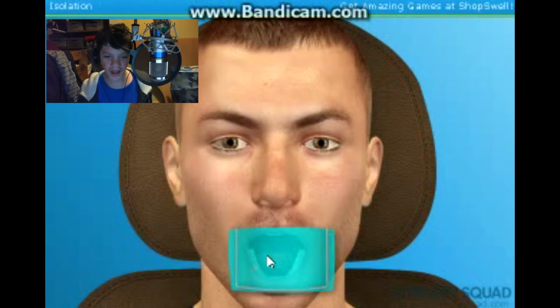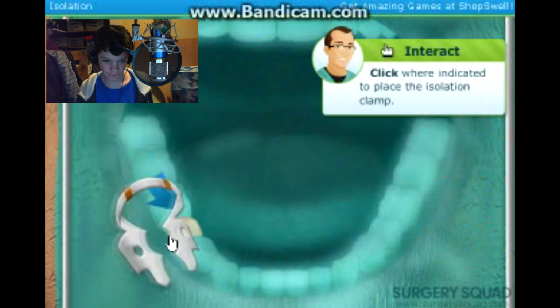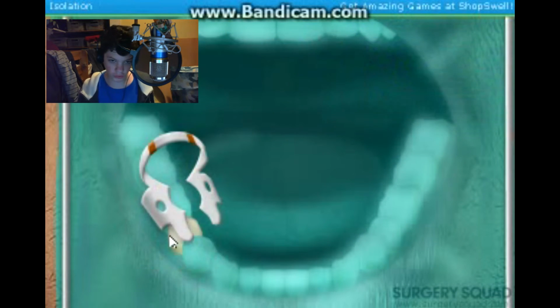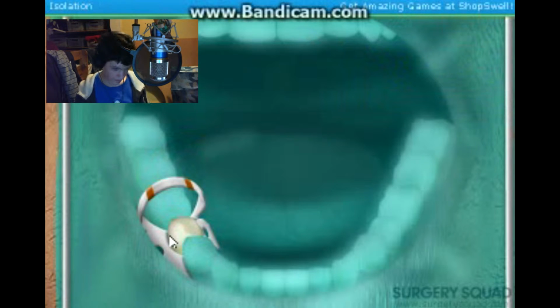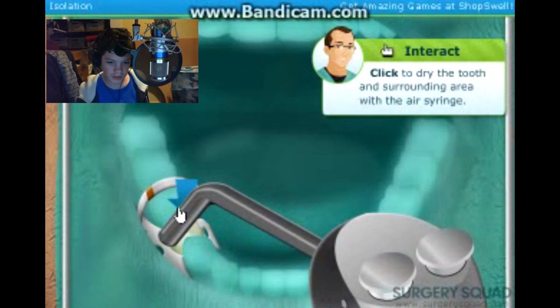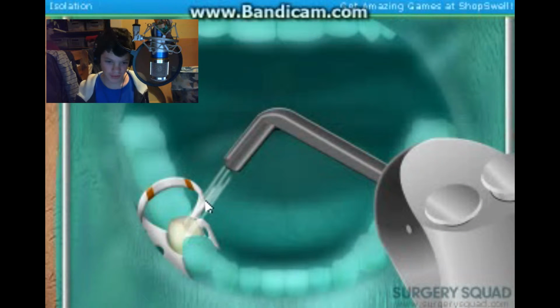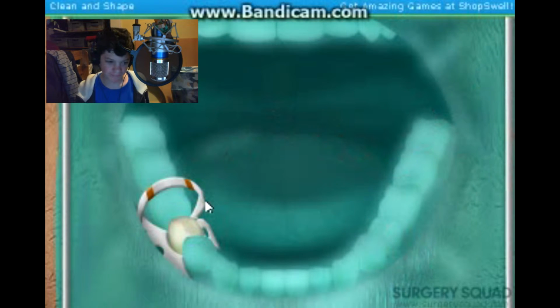Once the rubber dam is in place, put on a tooth clamp to keep it from moving. Putting on that tooth clamp. Next, we'll need to dry out the tooth as much as possible using our air-water syringe. So far, so good. Now that the tooth has been isolated, we can create our access cavity in the tooth using our drill.